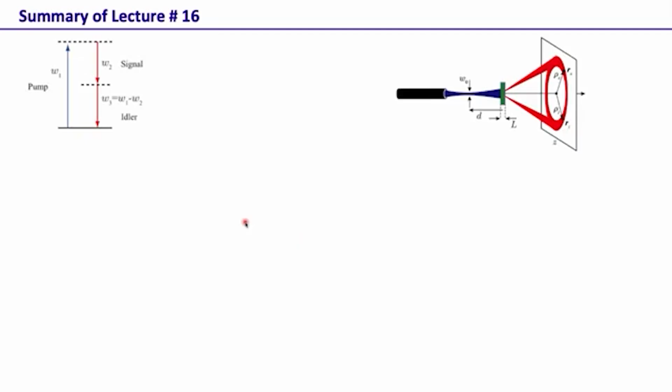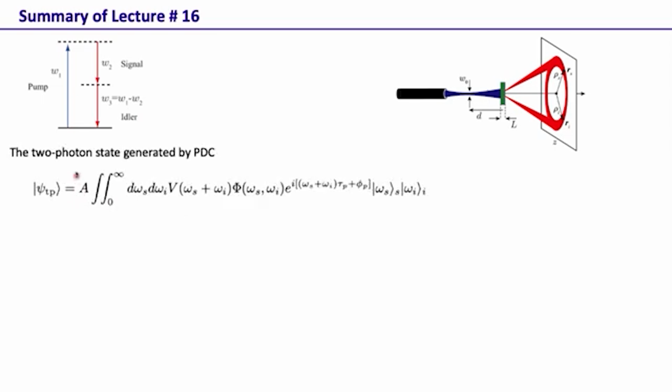First, let's look at what we did in lecture number 16. In lecture number 16 we were studying parametric down conversion as a non-linear optical process that can produce a two-photon entangled state, and we looked at it in quite some detail. Earlier we had derived the two-photon state produced by parametric down conversion using the quantum formalism, and we found that it is represented by an integral like this, and this thing is what's known as the phase matching function.